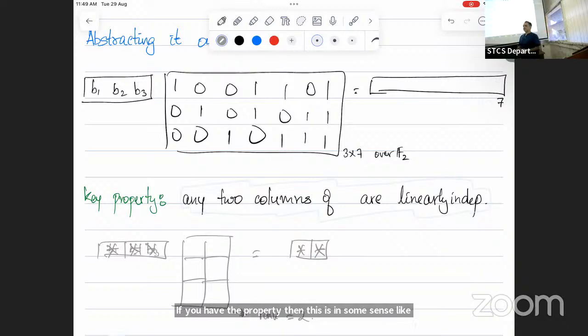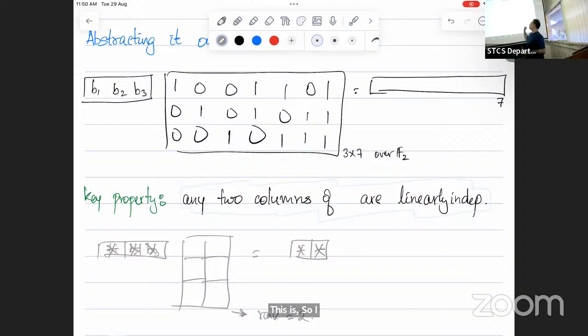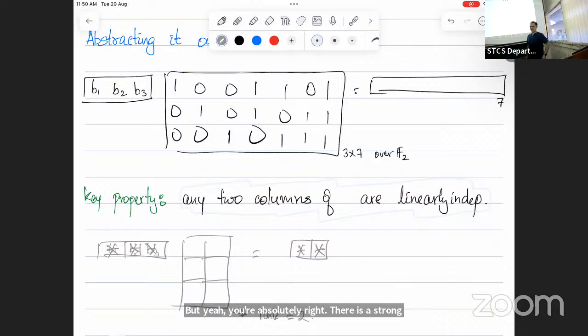This is equivalent to the code having distance greater than 2. Good. So I haven't said more about what codes etc. are, but you can imagine that if you think of this as either a generator matrix or a parity check matrix of a code, it is going to tell you what properties of this code you need. But yeah, you're absolutely right. There is a strong connection between what you want here and what codes are. Okay. So is this rough argument clear?